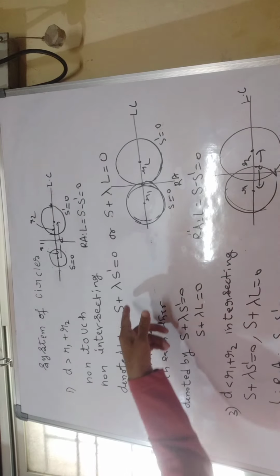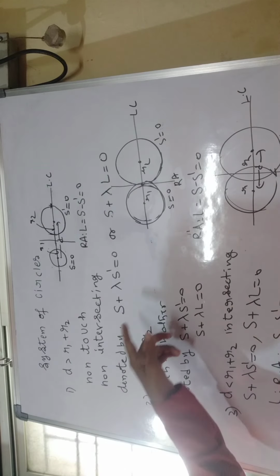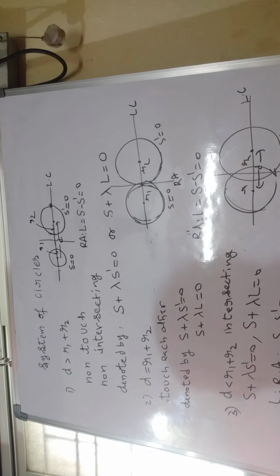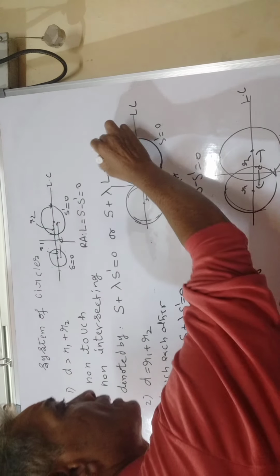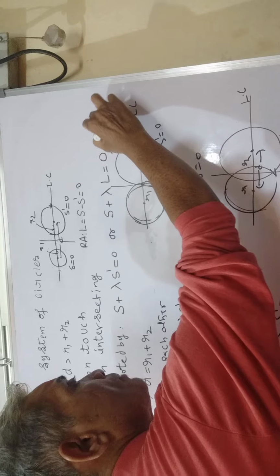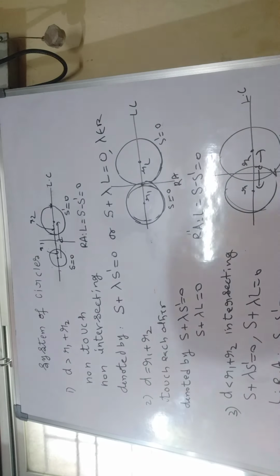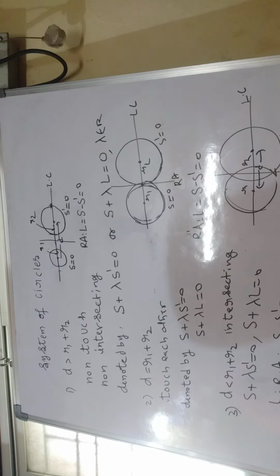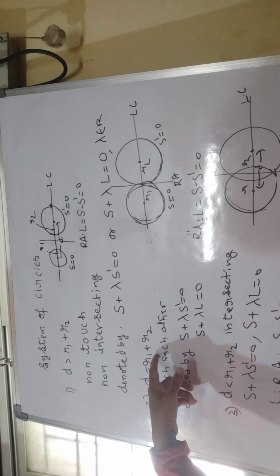It is denoted by a family of circles or system of circles, S plus lambda S dash, where lambda belongs to the real numbers. If you go on substituting lambda with any number, all the time you get so many circles, and they belong to the same family. All the circles are non-intersecting, non-touching type only. And the second system: D is equal to R1 plus R2.